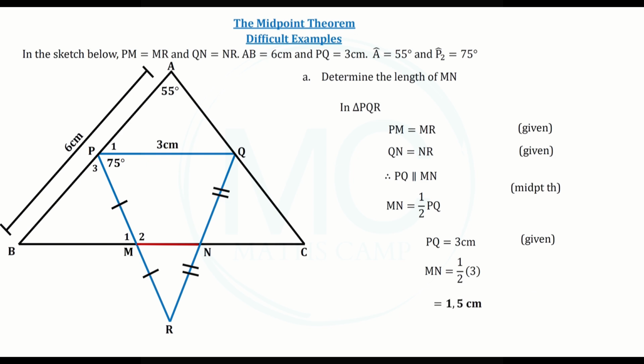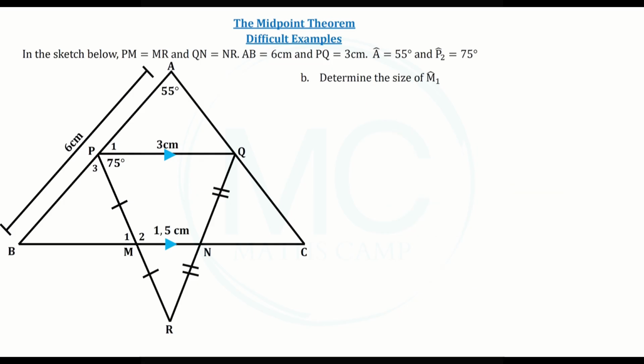Let's put the length of MN into our diagram. We also know that MN is parallel to PQ. So let's put a blue arrow on line PQ and on line MN. Let's make the diagram black again. And now we can move on to part B.